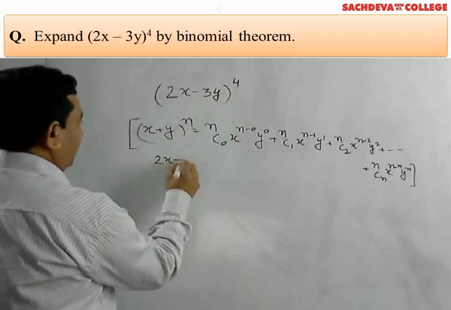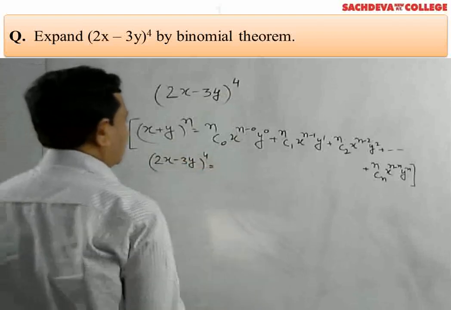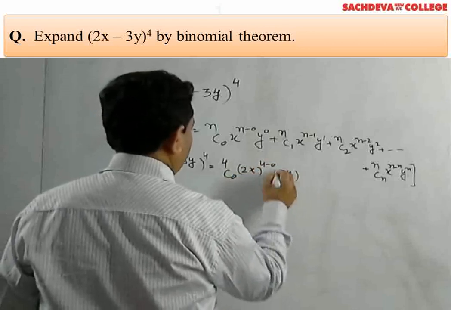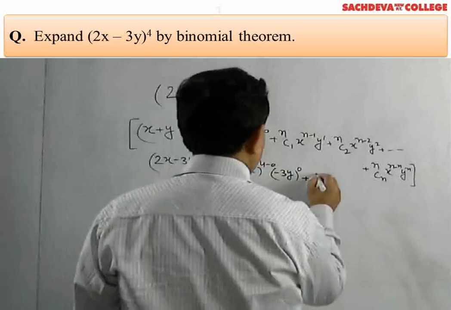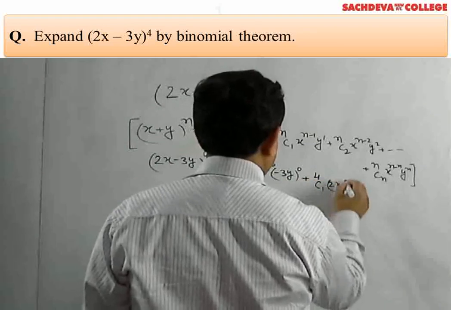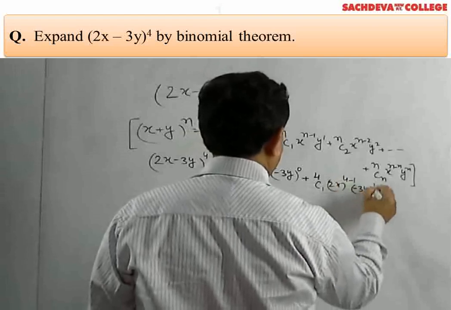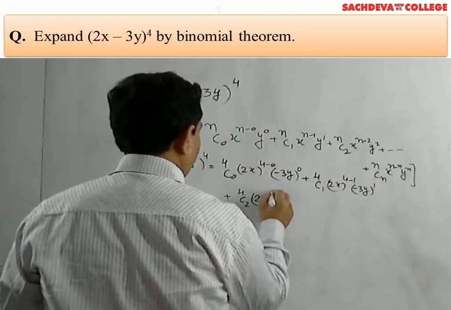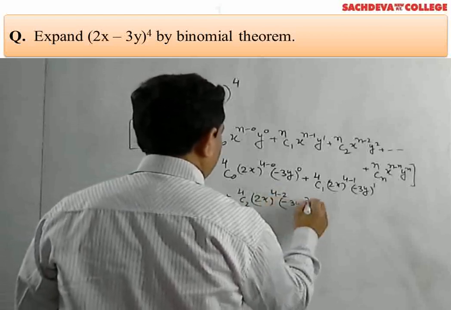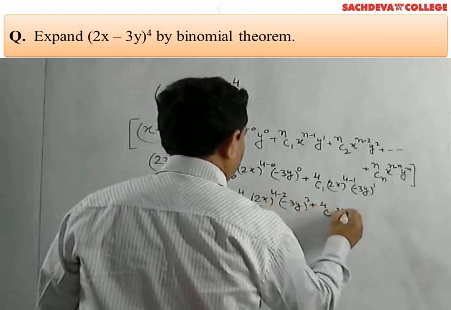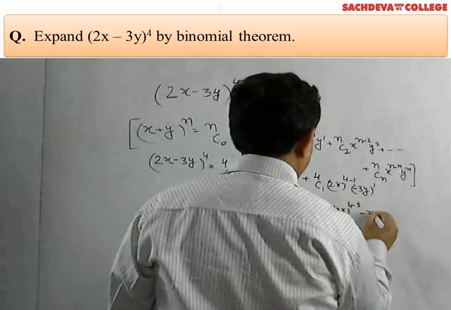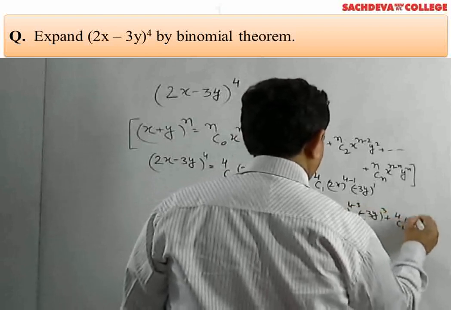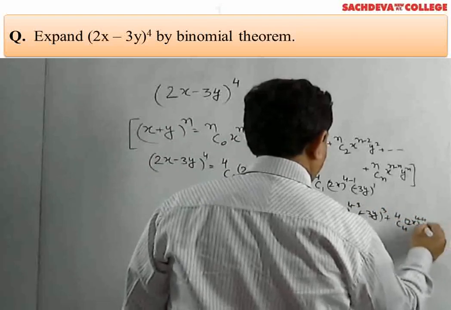So (2x minus 3y) to the power 4 will be equal to 4C0 (2x) to the power 4 minus 0 (minus 3y) to the power 0 plus 4C1 (2x) to the power 4 minus 1 (minus 3y) to the power 1 plus 4C2 (2x) to the power 4 minus 2 (minus 3y) to the power 2 plus 4C3 (2x) to the power 4 minus 3 (minus 3y) to the power 3 plus 4C4 (2x) to the power 4 minus 4 into (minus 3y) to the power 4.